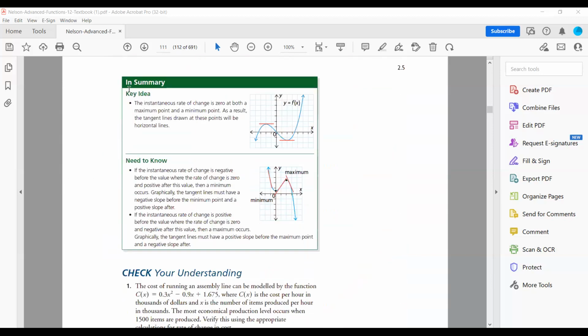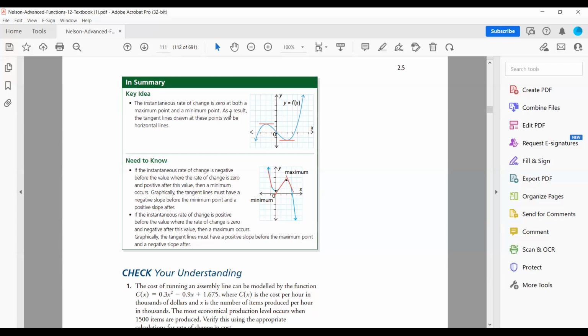Let's summarize today's class. The key ideas. The instantaneous rate of change is 0 at both a maximum point and a minimum point. As a result, the tangent lines drawn at these points will be horizontal lines. I hope it is clear as a result of today's class. If the instantaneous rate of change is negative before the value where the rate of change is 0 and positive after this value, then a minimum occurs. Graphically, the tangent lines must have a negative slope before the minimum point and a positive slope after.